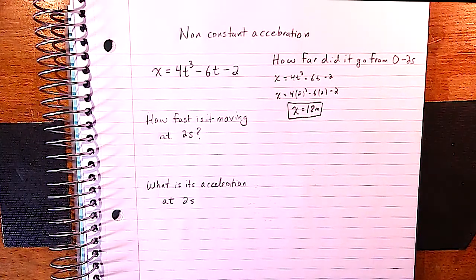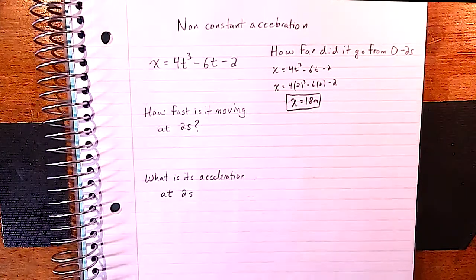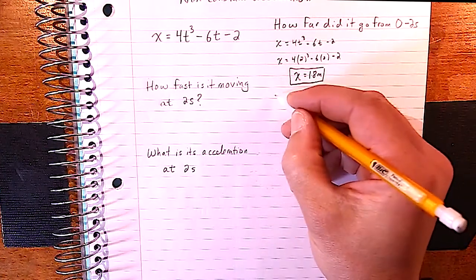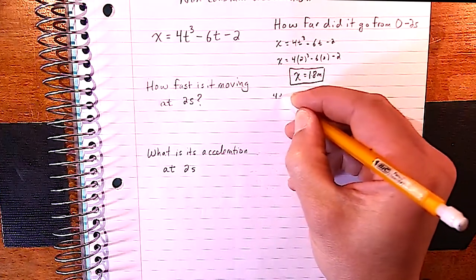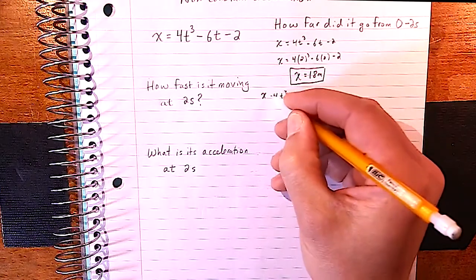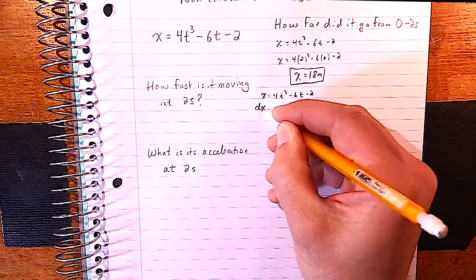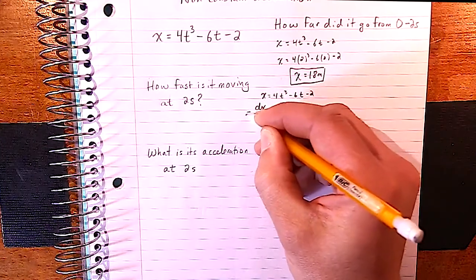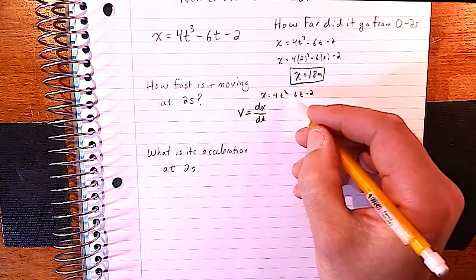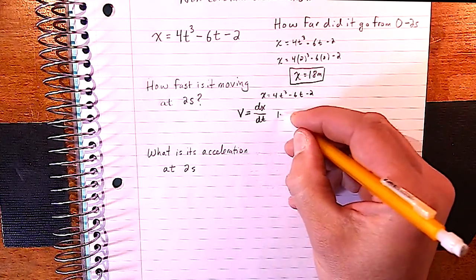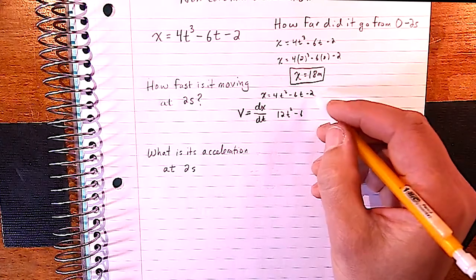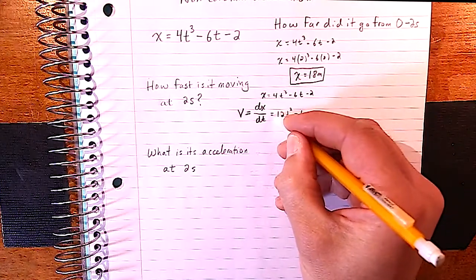How fast it's moving, we need an equation for velocity. But for velocity, we're starting with position. And we know that position is 4t cubed minus 6t minus 2. That's x. Well, if we take the derivative of x with respect to time, that's going to be the velocity at any given time. So what's the first derivative of this equation? Well, we do the power rule, so that's going to be 12t squared minus 6, and this is just going to be 0. So that's our velocity.